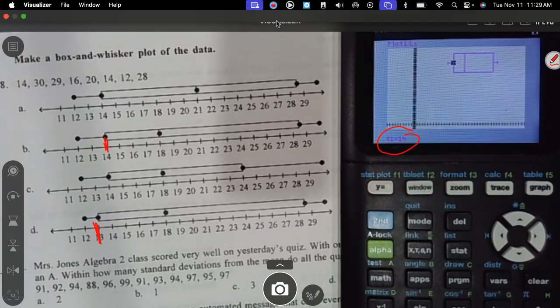Does that make sense? So you put it in your stat, you turn on your plot, and then you find it. And once you find it, you just press trace and you go left and right until you match numbers. I would start with the middle, then this number, then this number. Go left and right and see which ones work.